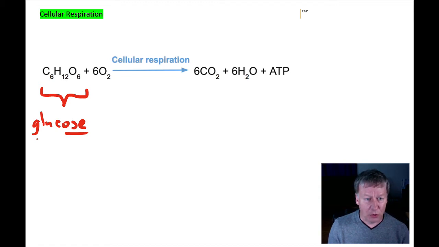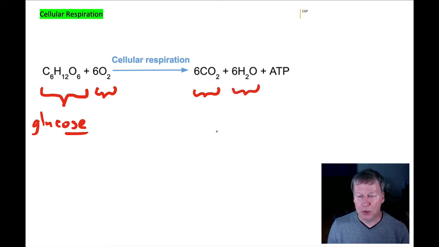So we start off with a glucose molecule, and we also need oxygen. So 6 oxygen molecules. These are our reactants. These are what's required. A series of chemical reactions, which we will go into in a lot of detail coming up very soon, will then occur. And at the end, we have 3 products. We have carbon dioxide and water both given off. These are actually waste products. We do not need them in cellular respiration.